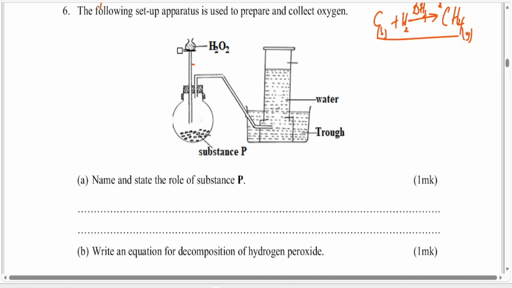Remember, we have other methods of preparing oxygen in the laboratory, like by adding water to sodium peroxide. We may also have thermal decomposition of potassium nitrate, and we also have thermal decomposition of potassium manganate 7 that also gives us oxygen. So let's focus on the question that we have on board. Name and state the role of substance P. Substance P, we know this method. We have said that we have several methods of preparing oxygen.